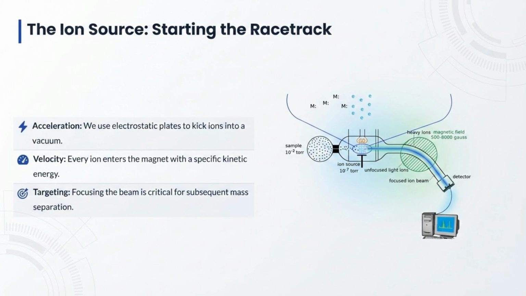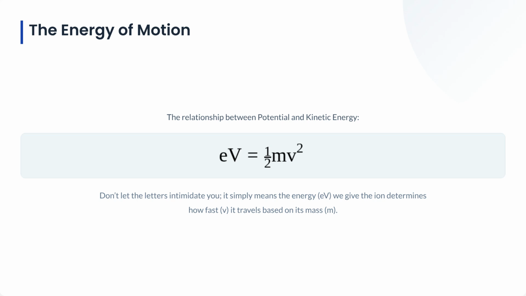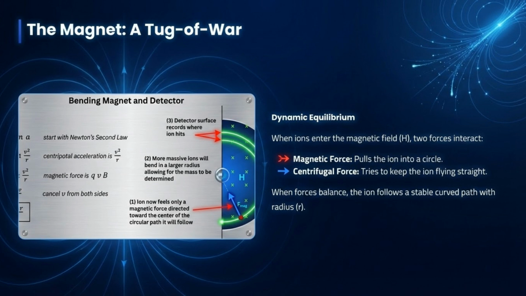Every ion enters the magnet with a certain amount of kinetic energy, determining its speed based on its mass. This formula is the foundation. eV represents the work done by the electrical field, which translates entirely into the kinetic energy of the ion. Lighter ions will travel faster than heavier ions if they carry the same charge and are subject to the same voltage. The magnet exerts a force that tries to pull the ion into a circle.